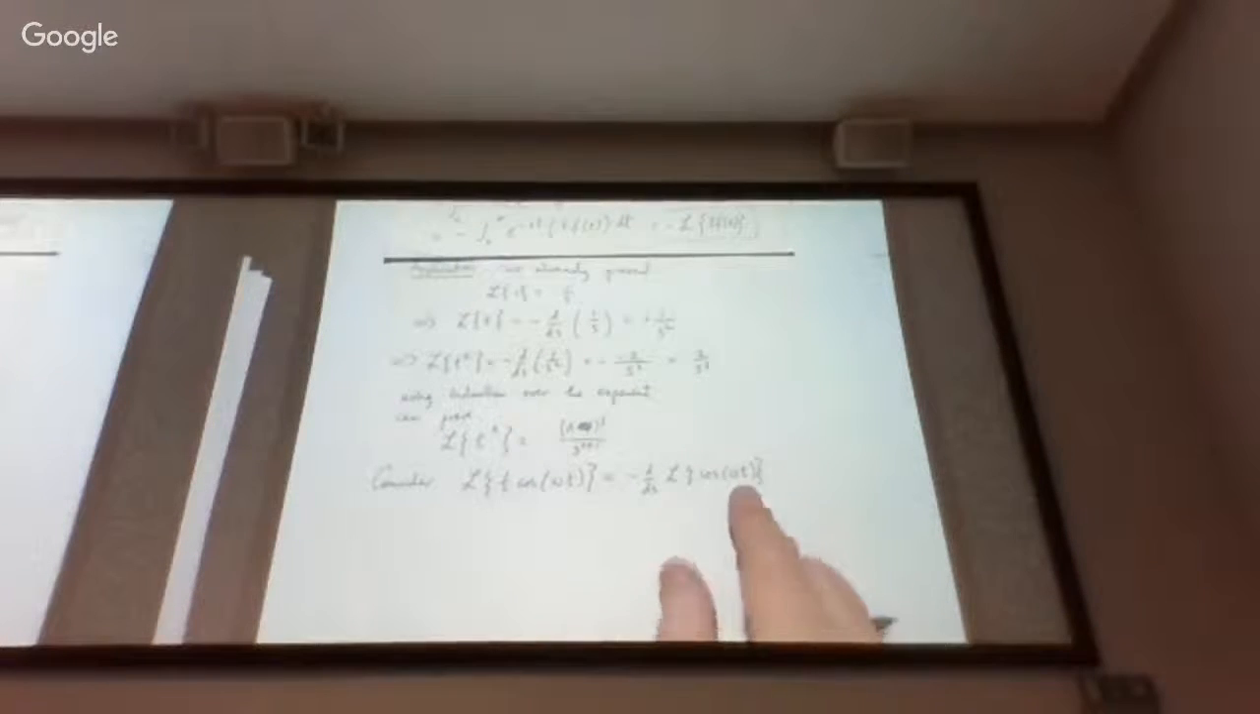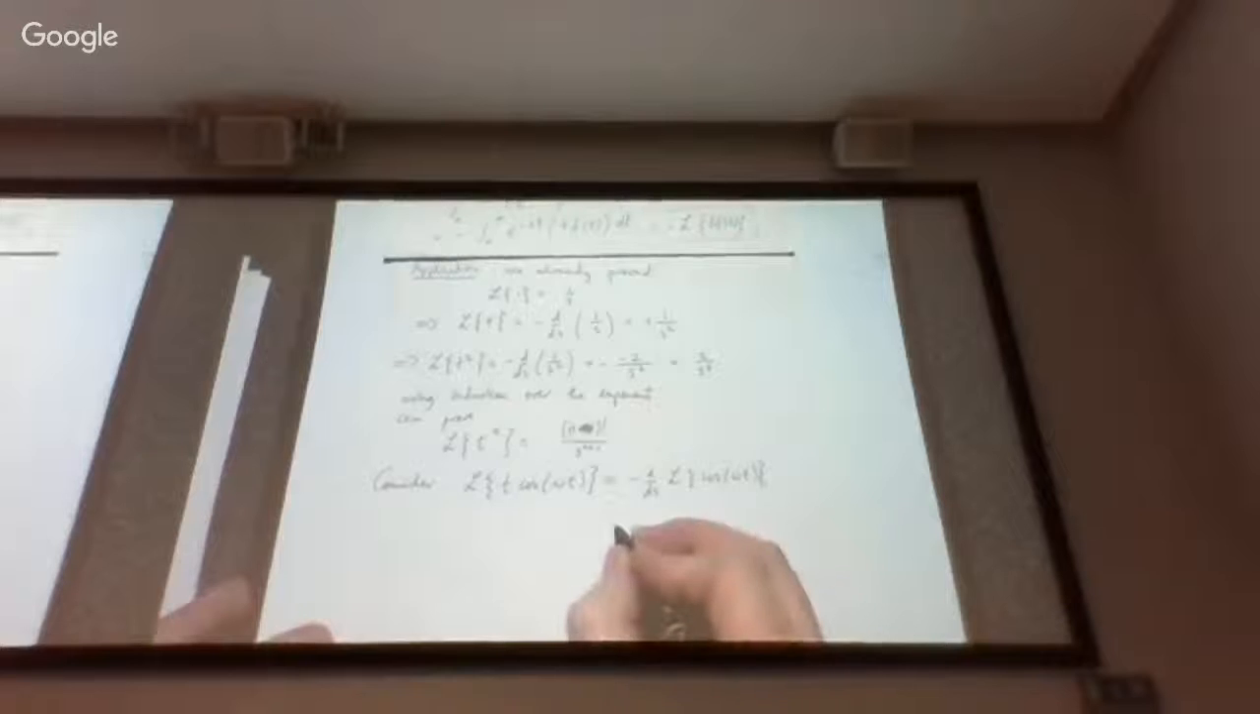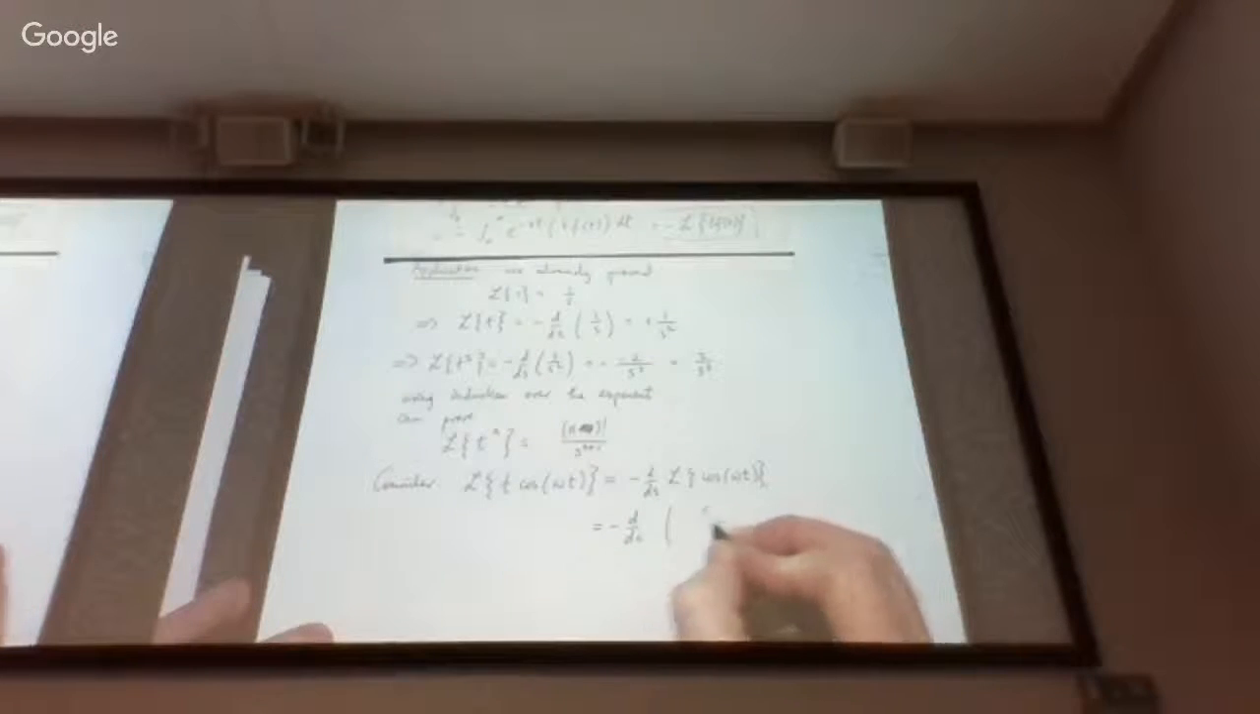So we'll go to the table. It's an exercise you can do using integration by parts to derive it straight from the definition, but we'll just take it off the table for now. Looking at the table, the Laplace transform of cosine omega t is s over s squared plus omega squared. This should be minus d/ds of s over s squared plus omega squared.